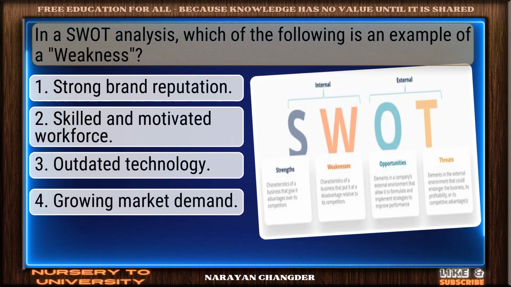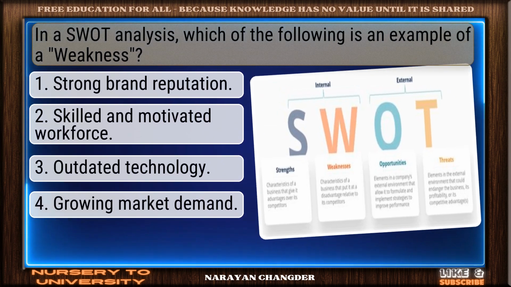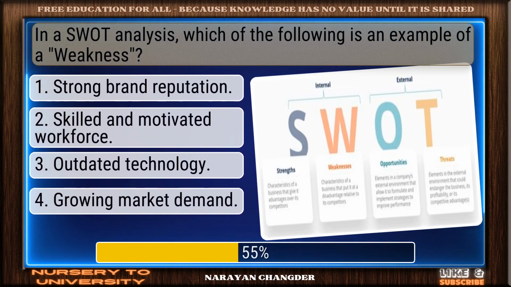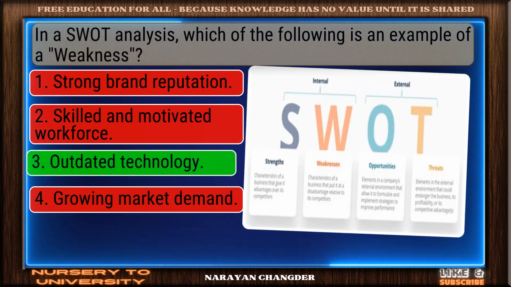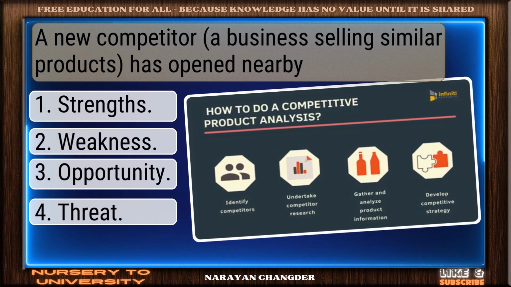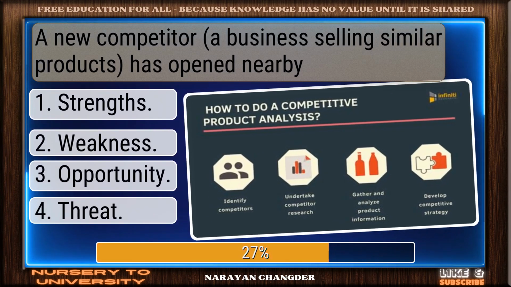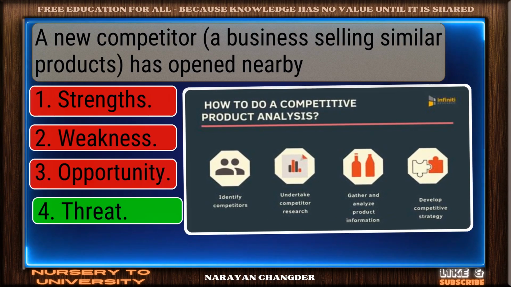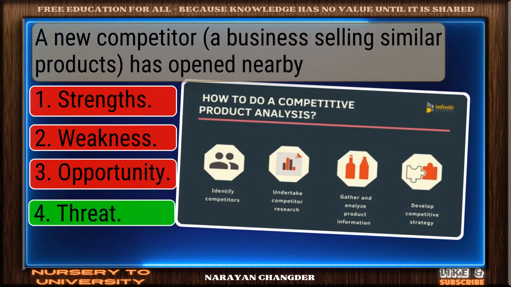Question number 13. In a SWOT analysis, which of the following is an example of a weakness? Great job. Outdated technology is the accurate answer. Question number 14. A new competitor has opened nearby. Nice work. You chose threat, and it is correct.